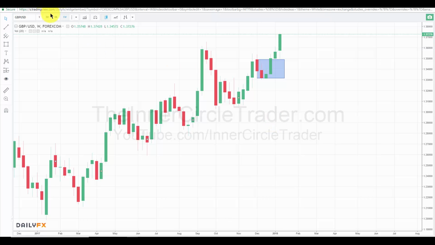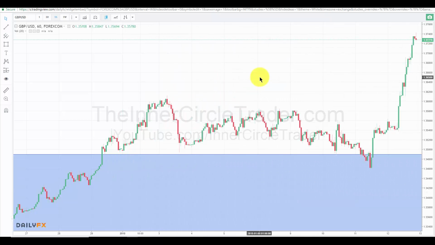Now I'm going to drop into an hourly chart, the 60-minute time frame. We can see how price dipped into that weekly order block. Now, it's not necessary that all of this area be concerned with. I'm just drawing a contrast to what other things I'm going to be highlighting on the chart.